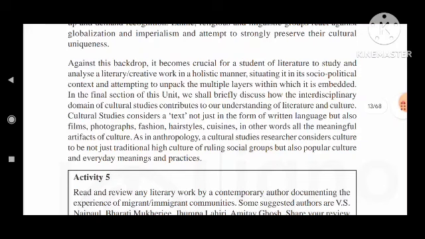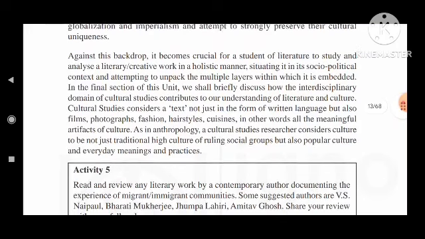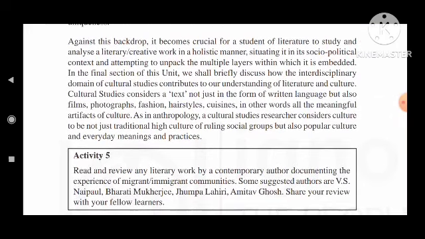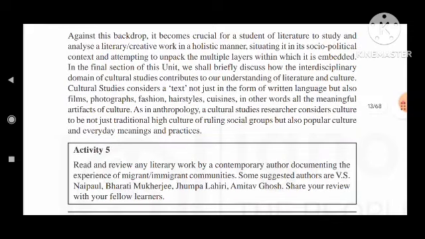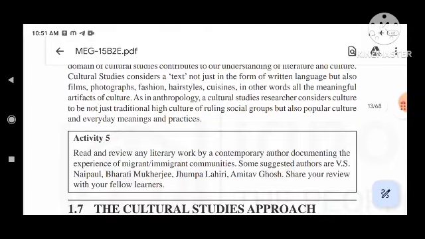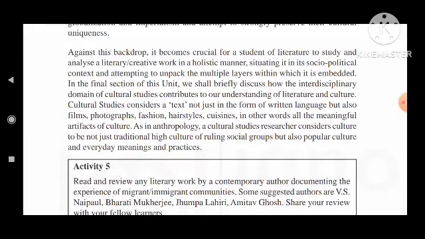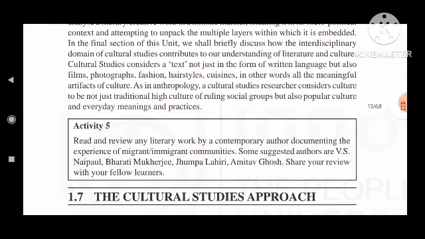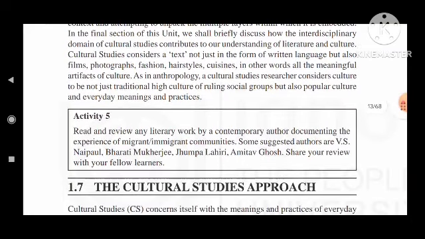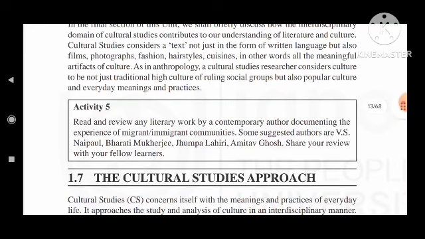Against this backdrop, it becomes crucial for a student of literature to study and analyze literature or creative work in a holistic manner, situating it in its socio-political context and attempting to unpack the multiple layers within which it is embedded. In the final section of the unit, we shall briefly discuss how the interdisciplinary domain of cultural studies contributes to an understanding of literature and culture.